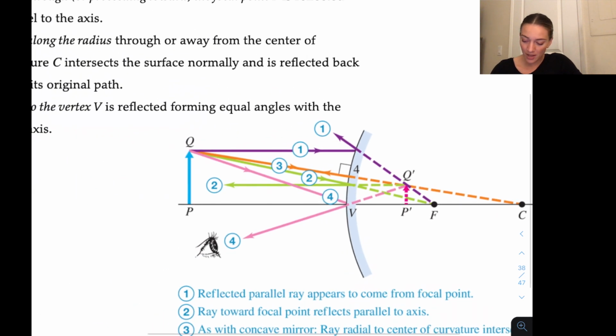Then you do the same thing for ray 3. You have it meet the mirror at a perpendicular angle, reflect it back, and see where it looks like it's coming from. It's going to go straight through the center of curvature. And then for your fourth ray, you do a ray that meets your vertex and gets reflected off. Trace it back to see where it looks like it's coming from.